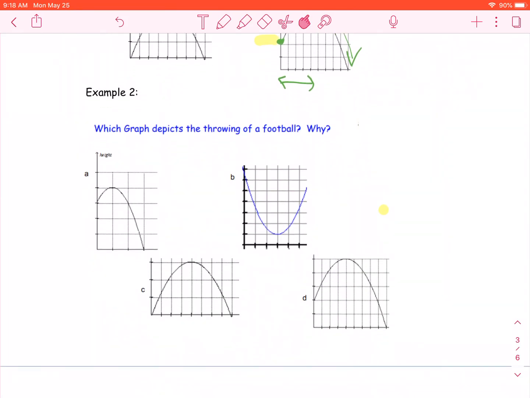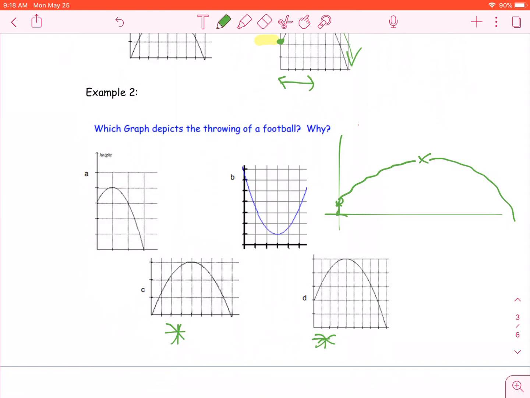All right. Which graph depicts the throwing of a football? Okay, so if we were to consider a person who throws a football, using your dominant arm, the football would eventually reach a max height and then eventually fall back to the ground. Okay, so that graph would definitely be either this one, and sure, I'll leave this as an option.